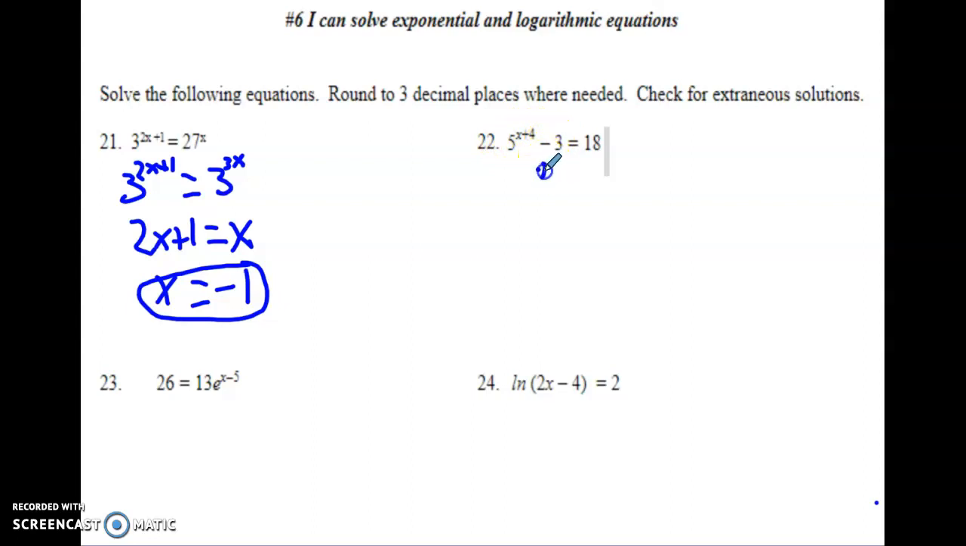Next one, I have to recognize that this exponent is not alone. So the first thing I want to do is add a 3 to both sides so that it is alone. So I have 5 to the x plus 4 equals 21.